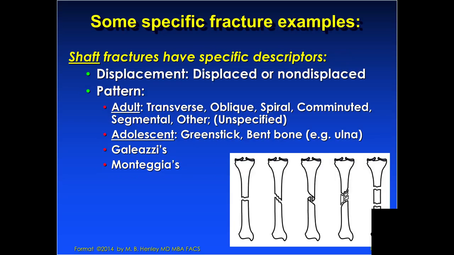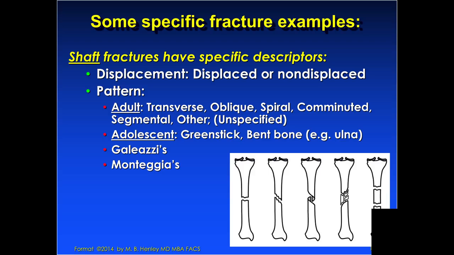Shaft fractures of the long bones, the fracture pattern has to be specified. So this is humerus, radius, ulna, femur, tibia, and fibula. And you have to specify for shaft fractures whether the pattern is transverse, oblique, spiral, comminuted, segmental, or other, meaning unspecified. In adolescence, you have to specify greenstick or bent bones, such as in an ulna.